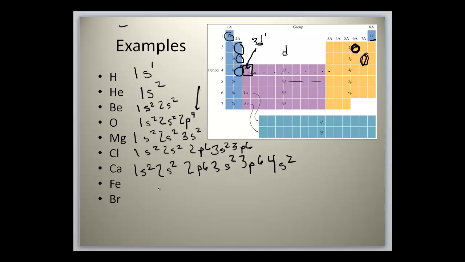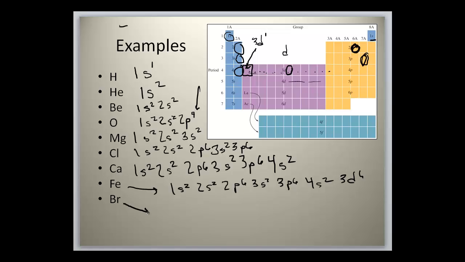Sorry about that. All right, let's take a look at iron, which is located 1, 2, 3, 4, 5, 6. So iron is going to go 1s2, 2s2, 2p6, 3s2, 3p6, 4s2. Now we're here, so remember we want to go 3d, 1, 2, 3, 4, 5, 6.